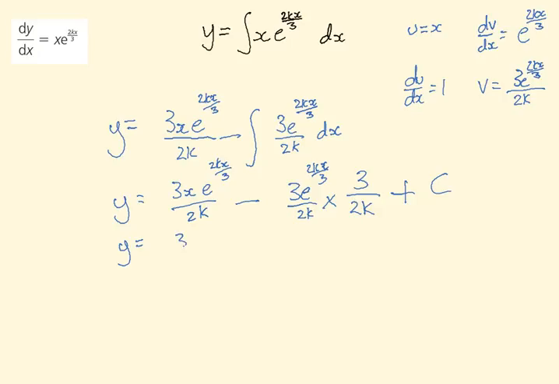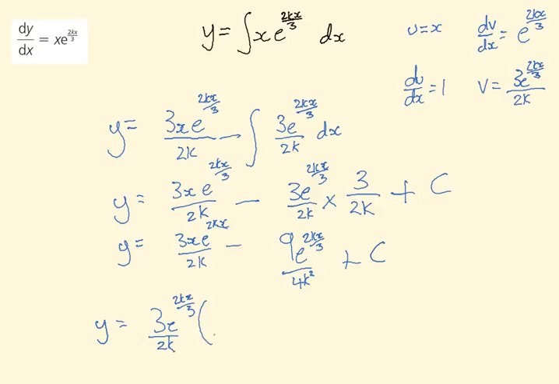If we simplify that down, we get 3x e to the 2kx all over 2k minus 9e to the 2kx all over 3 all over 4k squared, which you can finally simplify down to, through factorisation, y equals 3e to the 2kx all over 3 all over 2k, open brackets, x minus 3 over 2k, close brackets, plus c.